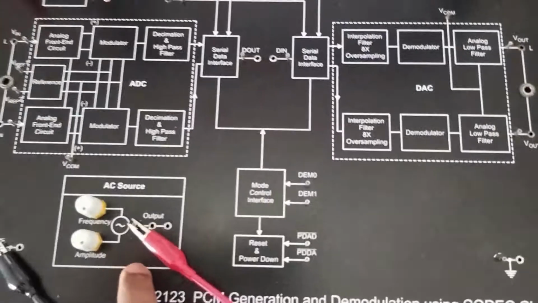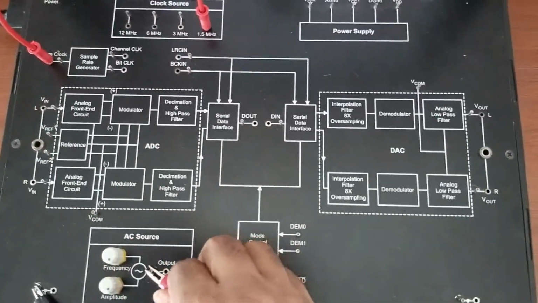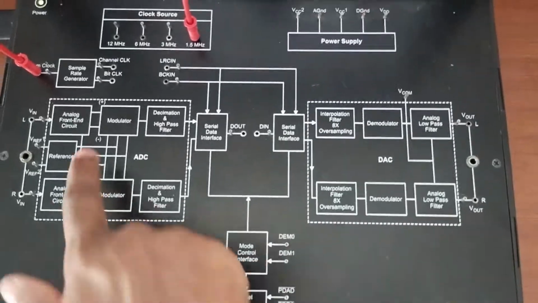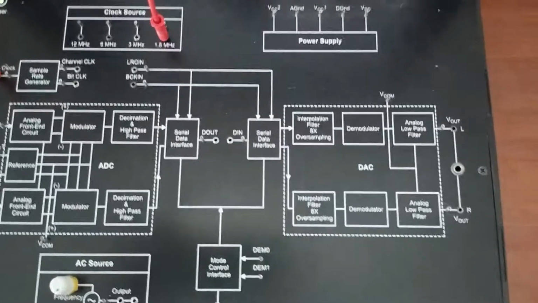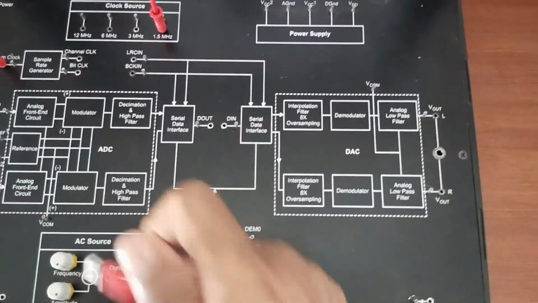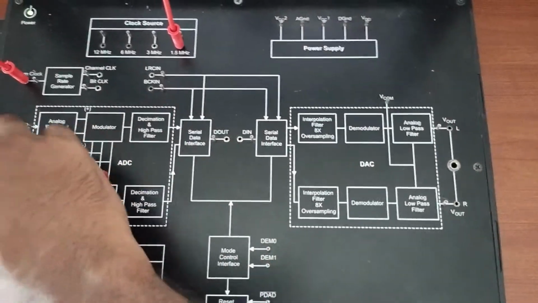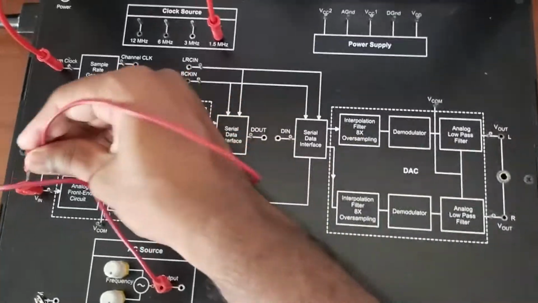This message is given to the V input of the L and R of the trainer kit, which goes to the analog to digital converter. For this purpose, I am using patch cords from the output of the AC source to the R and L pin input signals. So these two are connected like this.